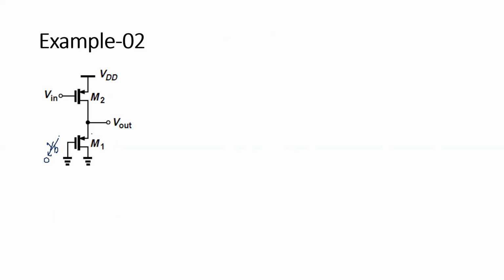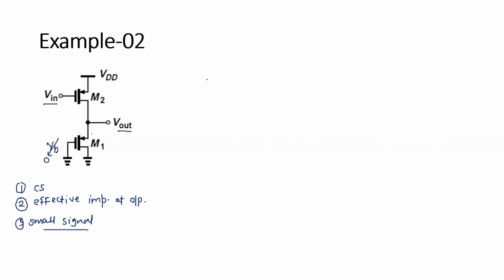So the first step is topology. Input is applied at the gate, and output is taken at the drain of the PMOS M2. So the first step is that it is a common source. Second step is to calculate the effective impedance from the output. It is a simple topology, so no need to apply the small signal. So the second step is important: effective impedance at the output.